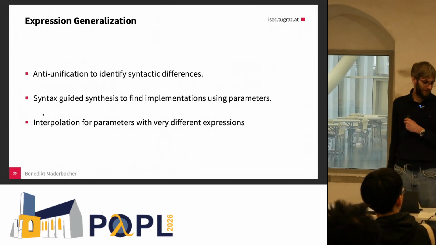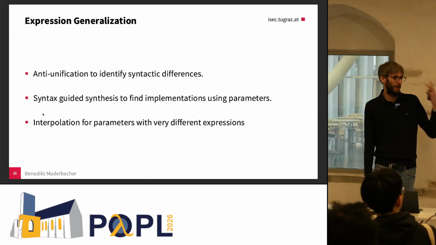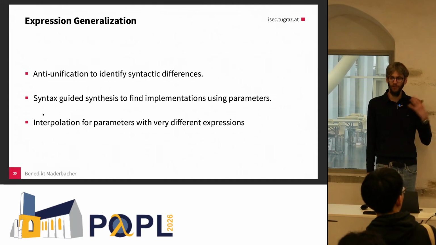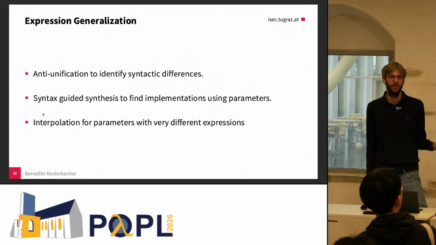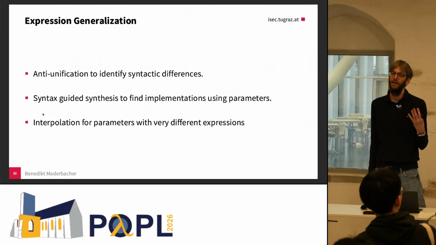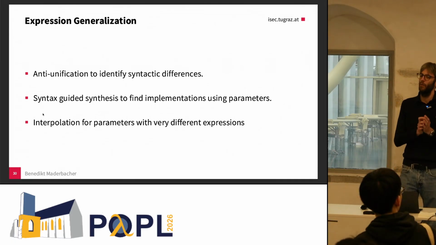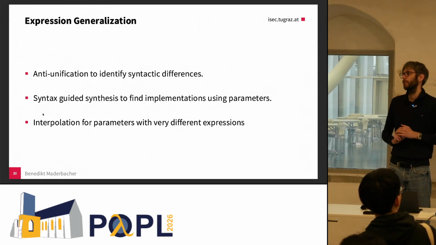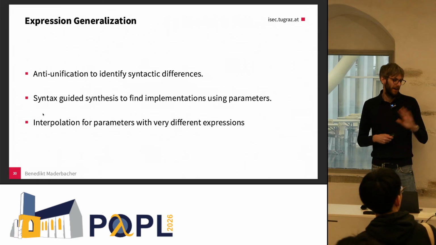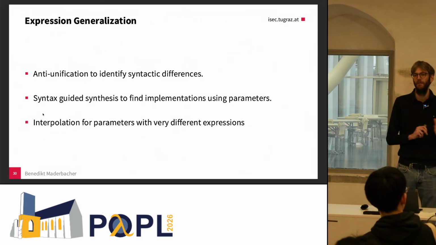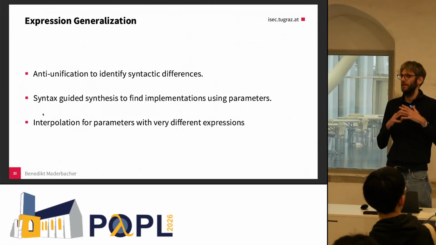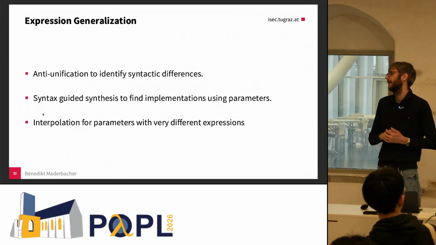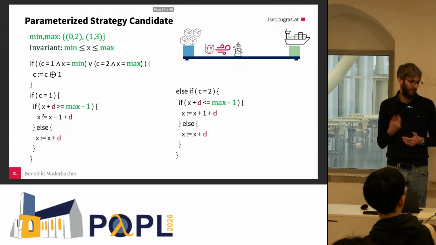So to summarize this generalization part, we first have an anti-unification preprocessing step that figures out which parts of an expression are already the same. Then, using syntax-guided synthesis, we synthesize new expressions to fill the holes left over by the anti-unification part. And we also have a fallback method: if we figure out that something is too different to work with this approach, then we more or less generate a decision tree, which I did not show in detail here.